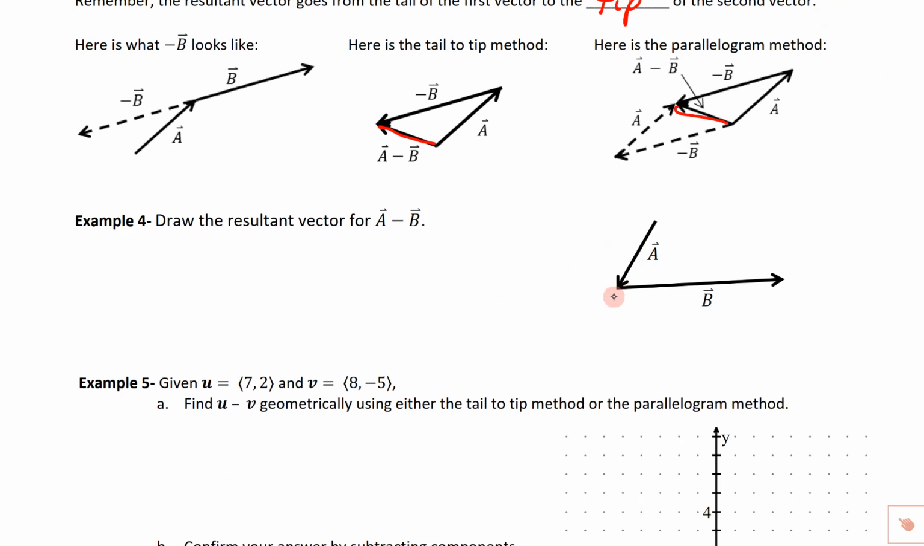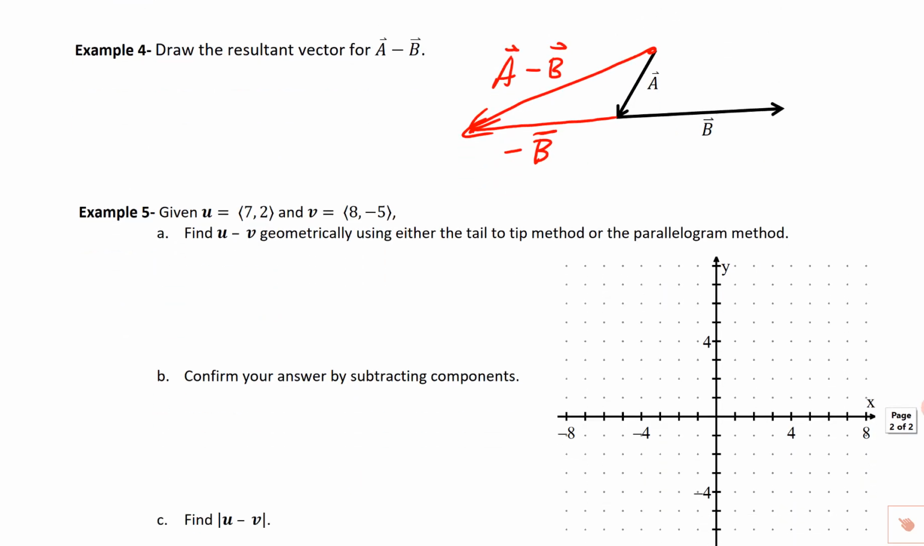So I'm going to come down here and we're going to draw A minus B. Here's vector A, and we want to do the opposite of vector B. So we want to add the opposite of vector B. What we're going to do is flip this around so it's going this direction right here. So this is negative B. And then we go from the tail of the first one to the tip of the second one. This one right here, geometrically, is what vector A minus vector B would look like. Okay, so that right there is the answer. That's how we draw that.